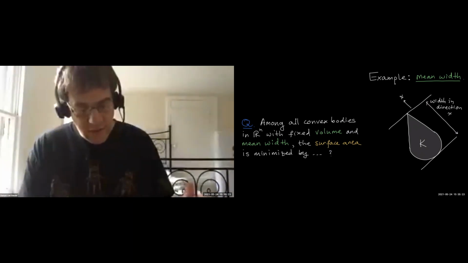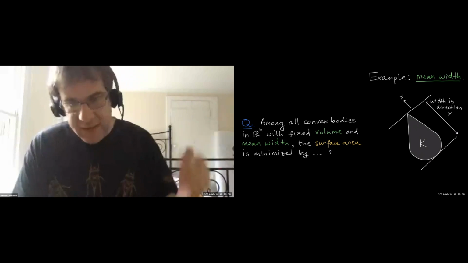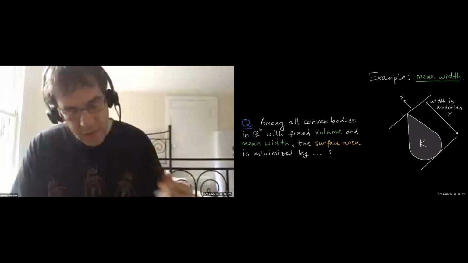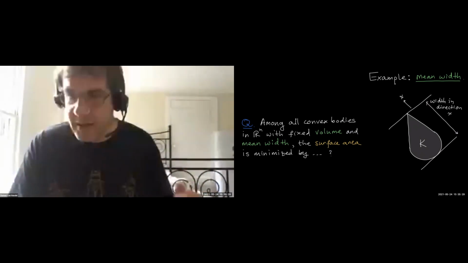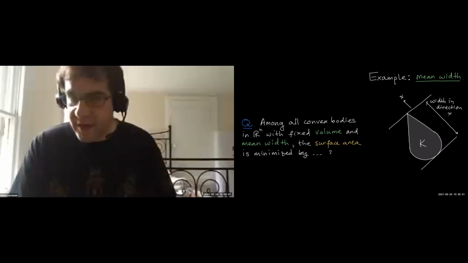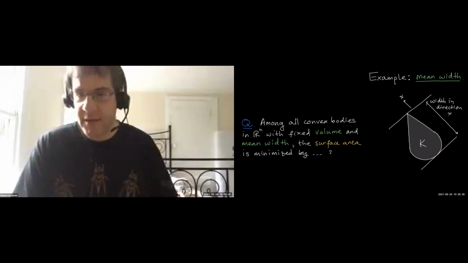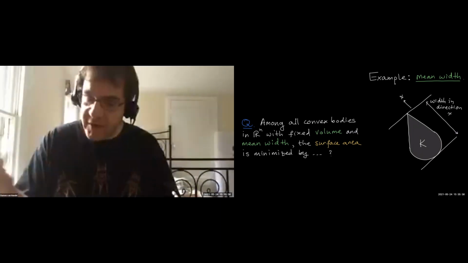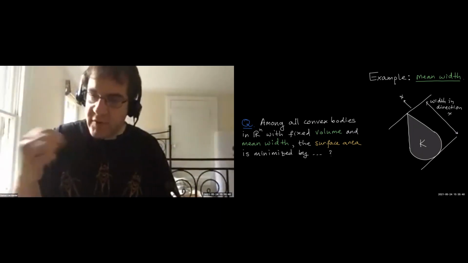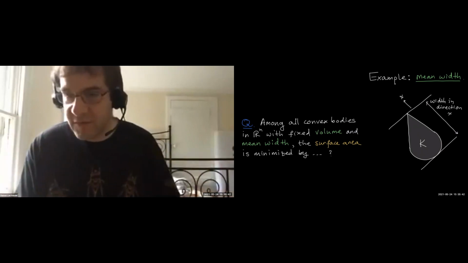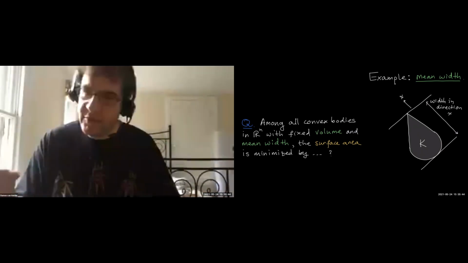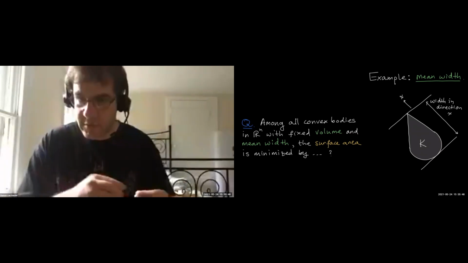So let's now ask the same question as we did before. We take all bodies with fixed volume, let's say volume 1. But now we're also going to fix their mean width to be some other number. You pick whatever you want. And now among all of the bodies with fixed volume and fixed mean width, two given values, which one minimizes surface area? It's the same question as before, but we fix one more geometric parameter.